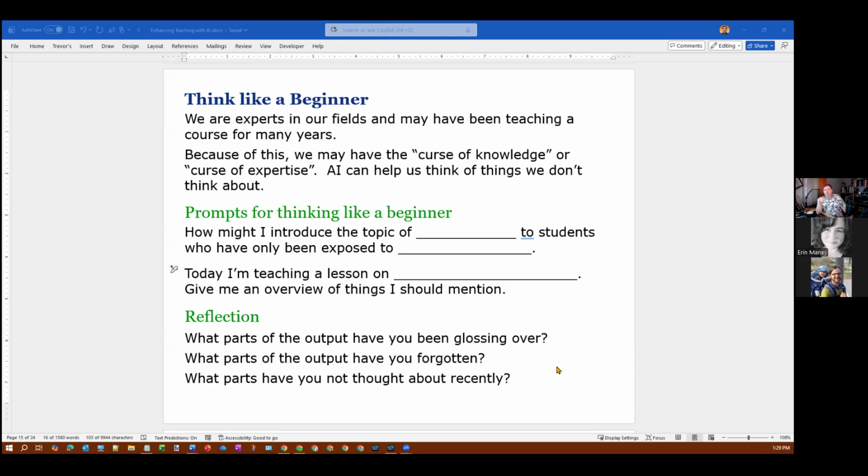So the output that you got, I want you to think about, are there things that you've been glossing over in your classes? Were there some things where you think, oh, yeah, I used to always have a slide or two about that, or I used to always write that on the chalkboard to make sure my students were following, but have I put that up for modern students? Are there any parts that you've forgotten about? And again, it might not be forgotten, but you just don't normally think to put it in. And are there any parts of that output you haven't thought about recently?